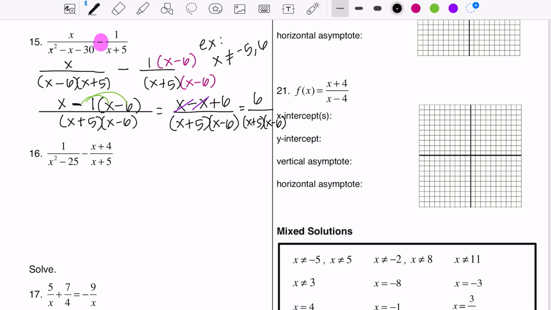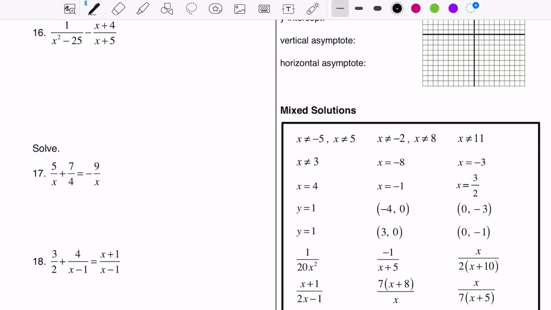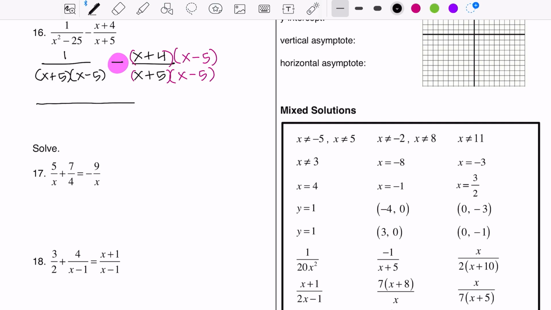Now we're going to move on to 16. For 16, same thing. Step 1 is always to factor first. I'll try and remind you of that. Again, that minus makes me pay extra special attention. The denominators are not identical, so I'm going to get them to be identical. If it is getting multiplied and it has two terms, it needs parentheses. We now have that common denominator.